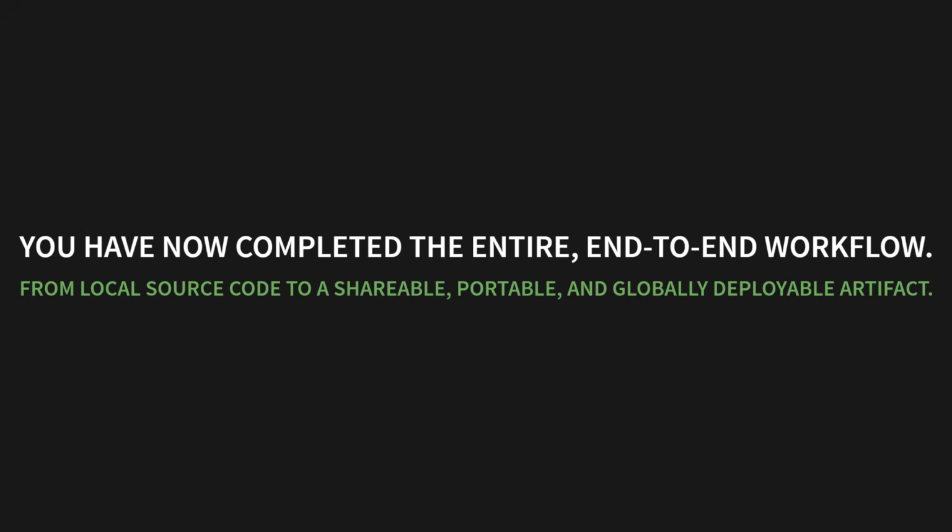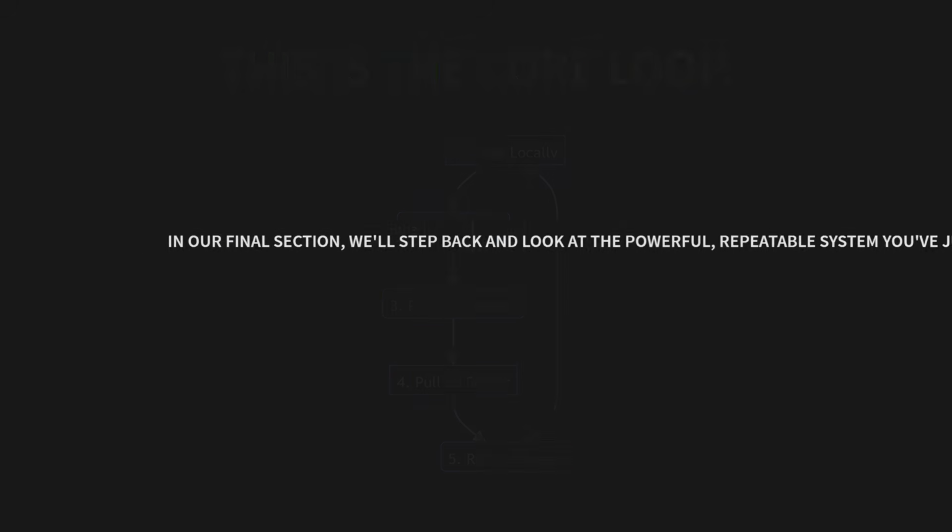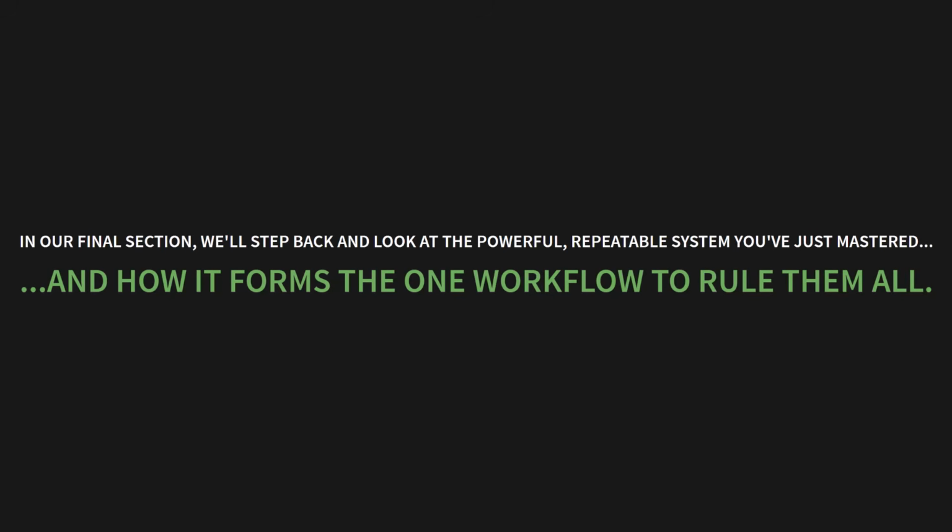You have now completed the entire end-to-end workflow, from local source code to a shareable, portable, and globally deployable artifact. This is the core loop of modern software. You code locally, you build an image, you push to a registry, you pull on a server, and you run the container. Then you go back to coding and the loop repeats.